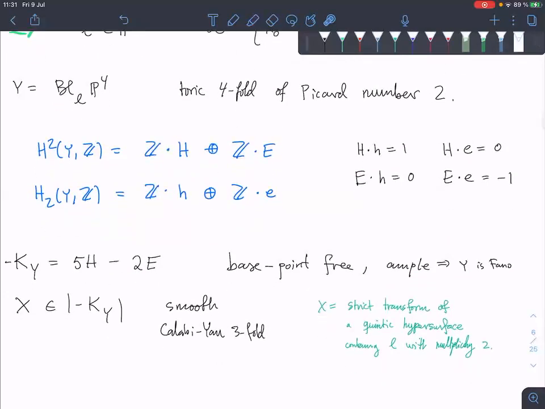And because it's base point free, if we take X generic in here, this will be a smooth Calabi-Yau threefold. And in fact, it's very easy to see what it is. It's just the strict transform of a quintic hypersurface that contains L with multiplicity 2. So it's a blow-up of some singular quintic hypersurface in P4.